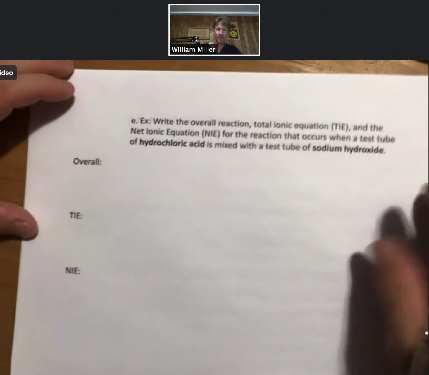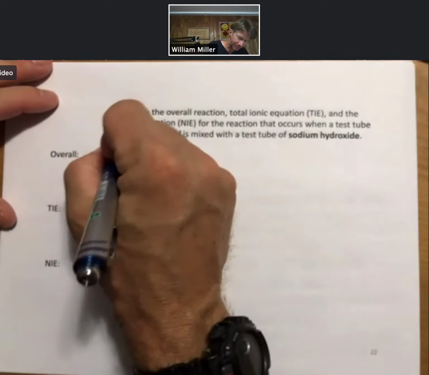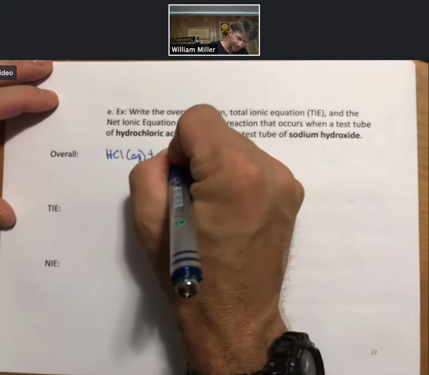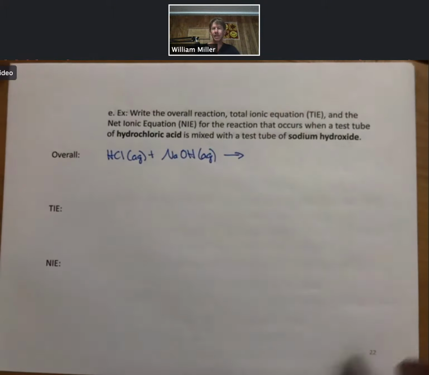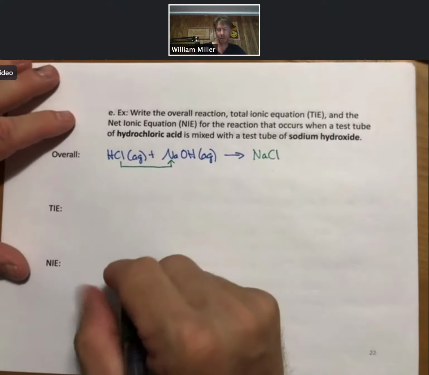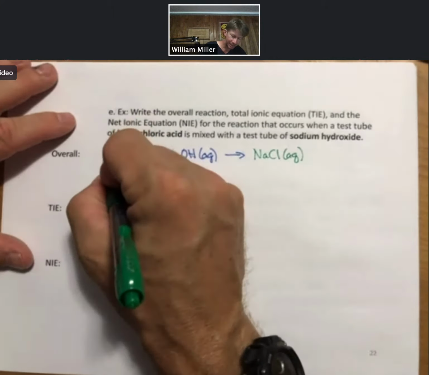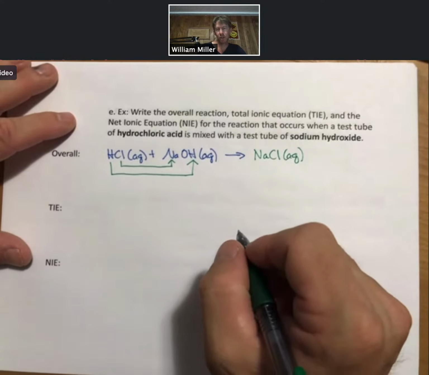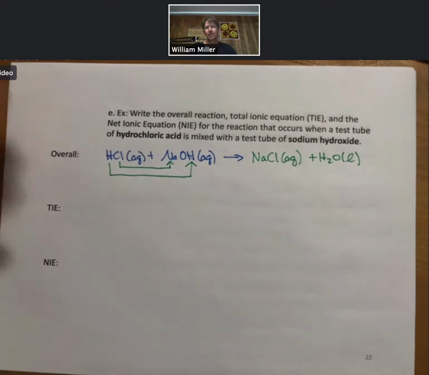Now let's look at a very typical acid-base reaction, a neutralization reaction. Hydrochloric acid plus sodium hydroxide. Now you may know the pattern for this, you may not, but regardless, it is a double replacement reaction. One of the products is sodium chloride. We know that's aqueous. Anything with sodium is aqueous. The other product is HOH, also known as H2O, and that is a liquid.